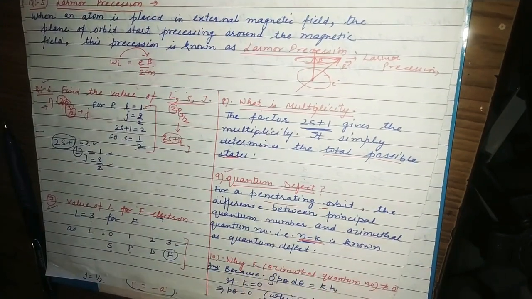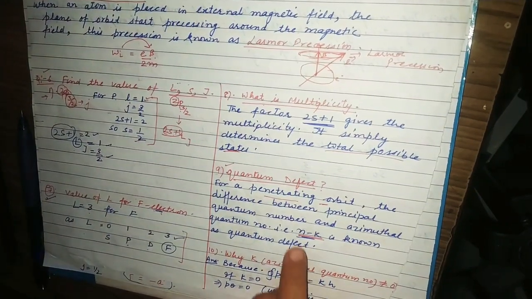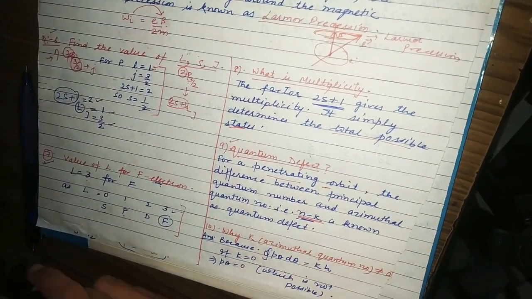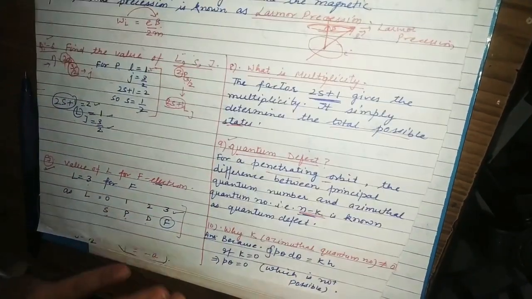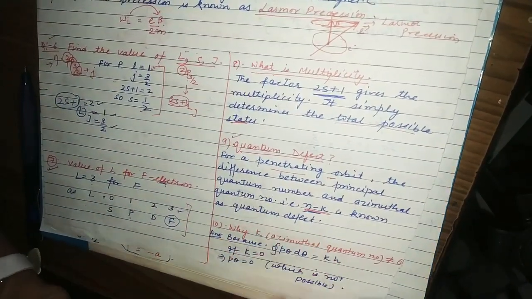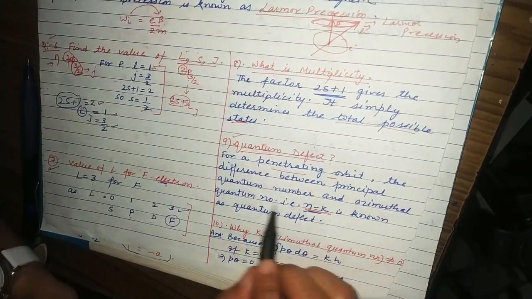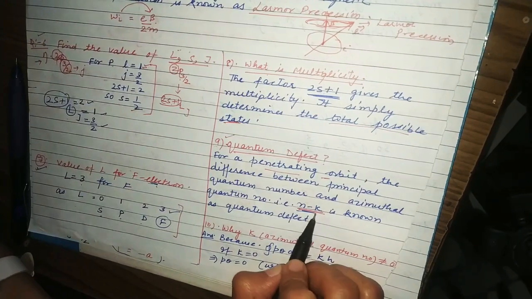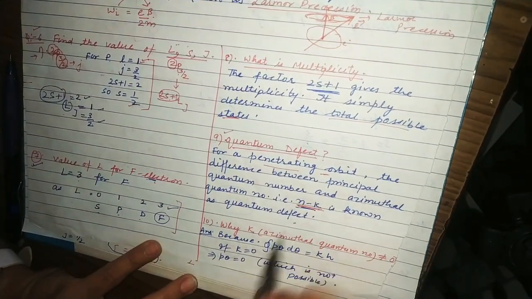So what was the ninth question? It was quantum defect. We know that for a non-penetrating orbit, the value of principal quantum number and azimuthal quantum number is almost equal. But for a penetrating orbit, where the electron penetrates the atomic core, there is a difference between the principal quantum number and azimuthal quantum number. They are not equal, and this difference is known as quantum defect.